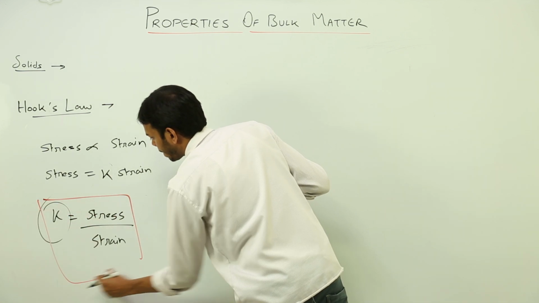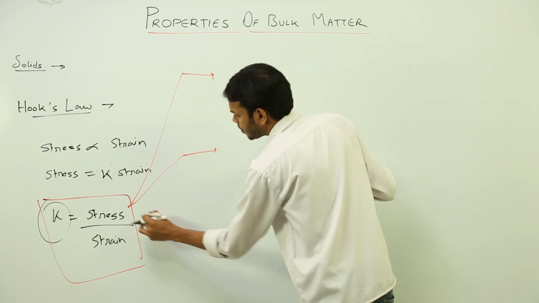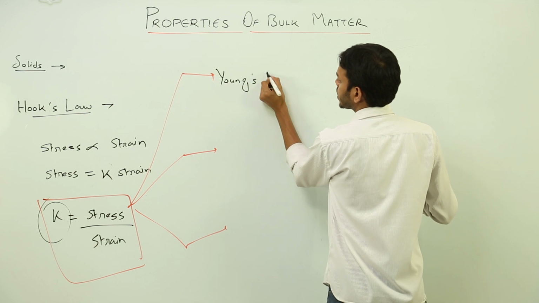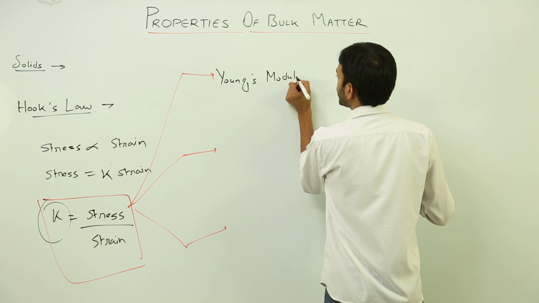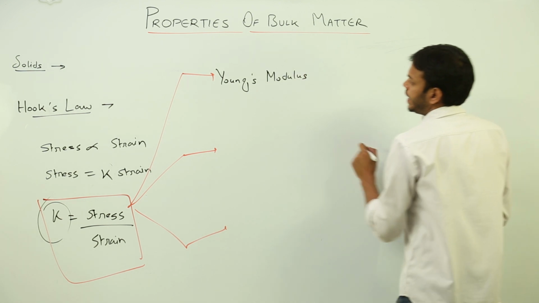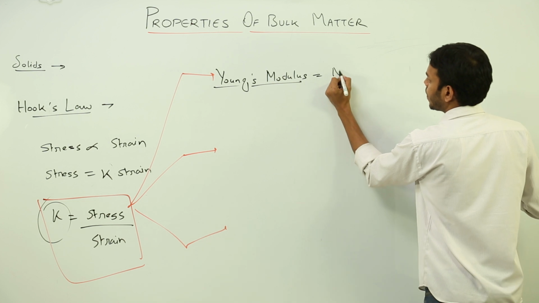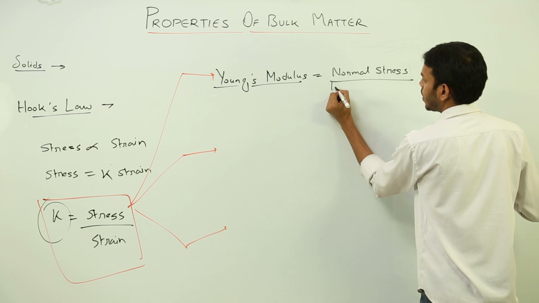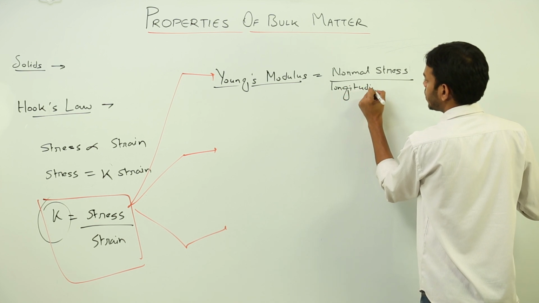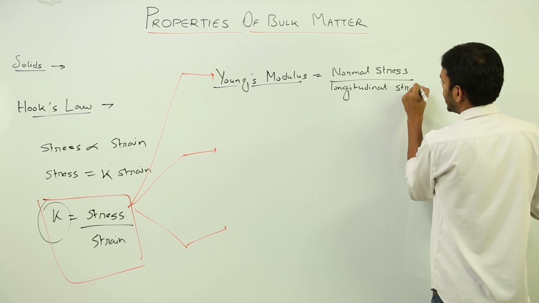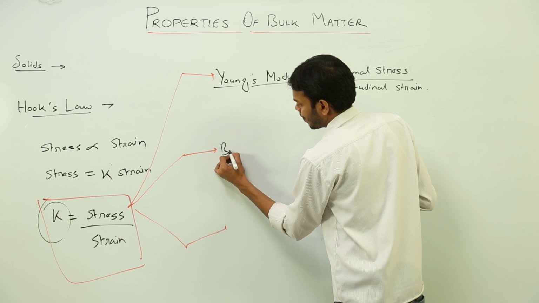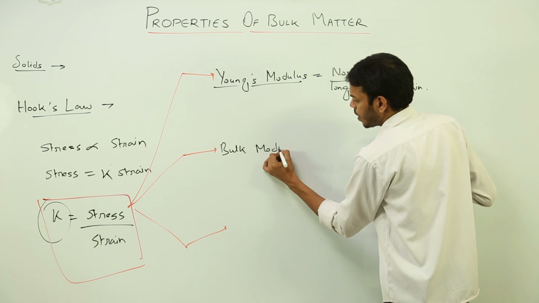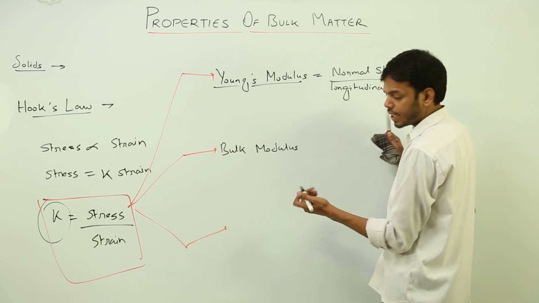The first one is called Young's modulus of elasticity. Young's modulus is what? It is normal stress upon longitudinal strain. This is Young's modulus. Second, we have bulk modulus of elasticity. You have to write it complete. Bulk modulus of elasticity, that's the complete name.